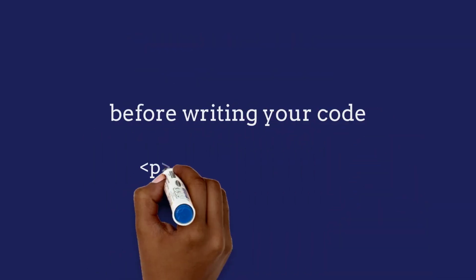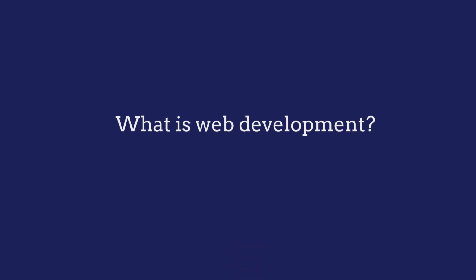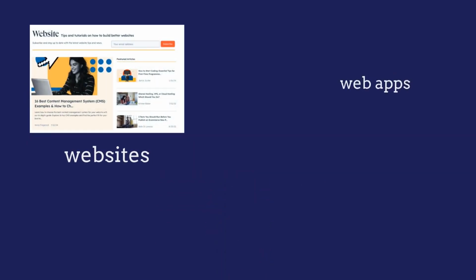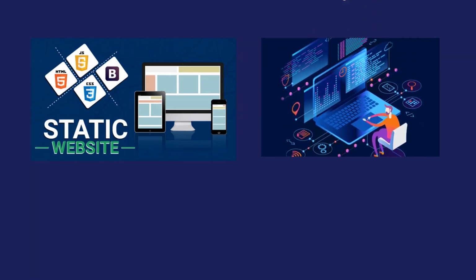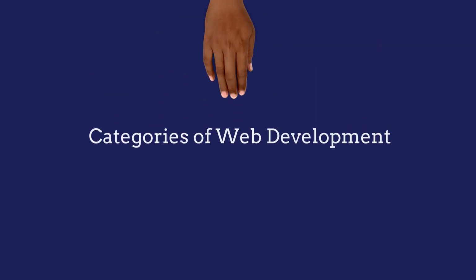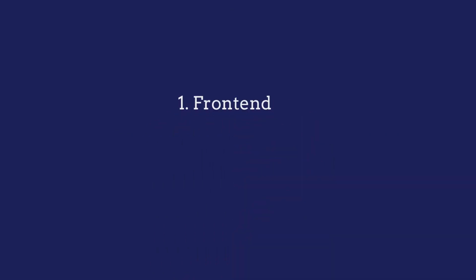Before writing a single line of code, we need to understand what web development actually means. Web development is the process of building websites and web applications that run in a browser. It includes everything from static web pages to complex web-based apps, social media platforms, and e-commerce sites. Web development is categorized into three main areas. We have the front-end development, the back-end development, and the full-stack development.